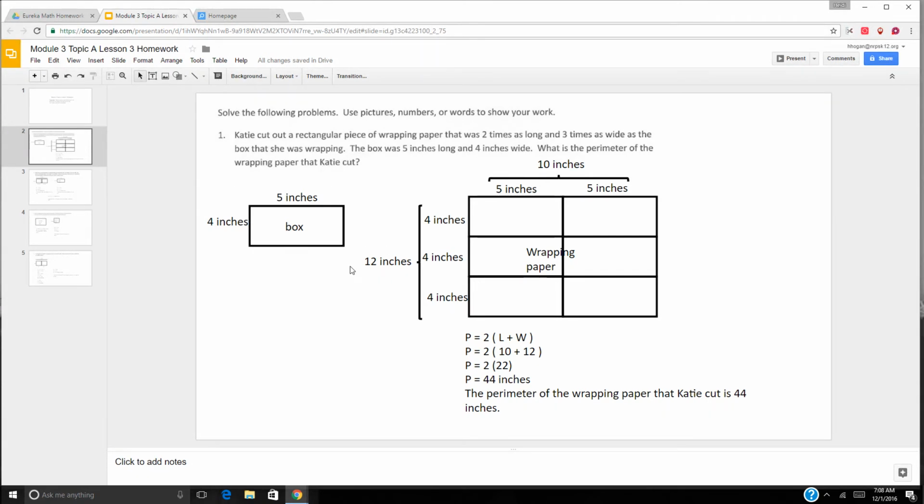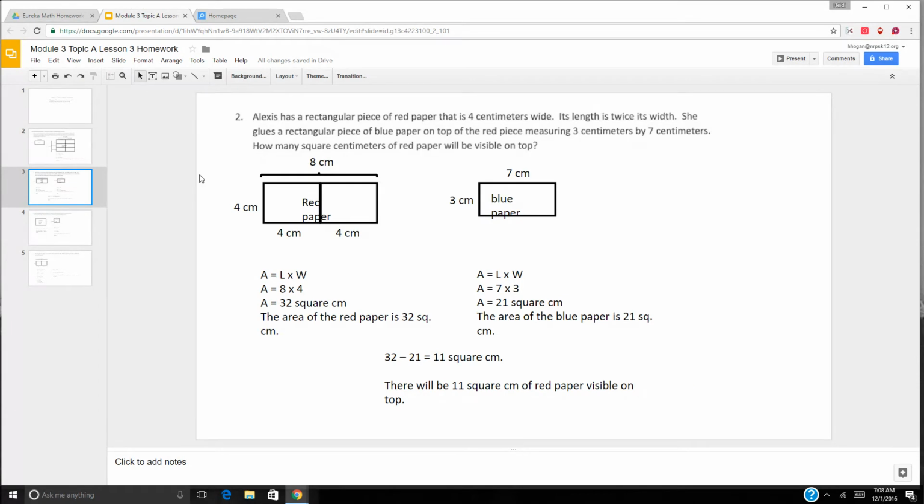Okay, so we did need to figure out the box first in order to find the dimensions for the wrapping paper. So that's why it's 2 steps. So we need this information to solve this information. Okay, let's move on to 2.